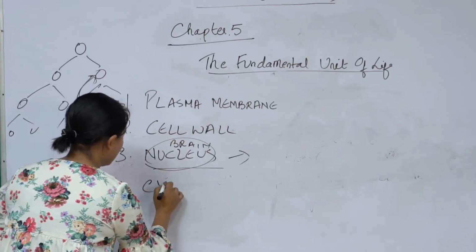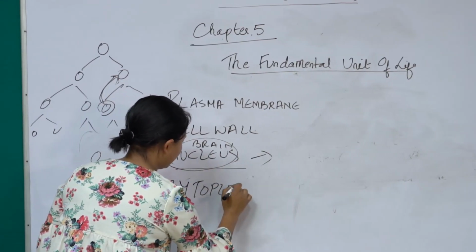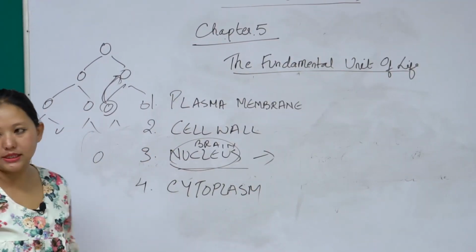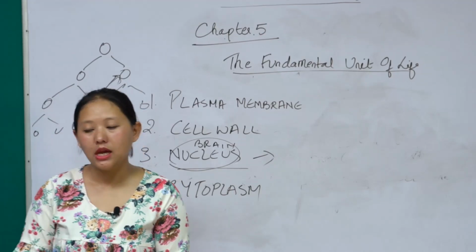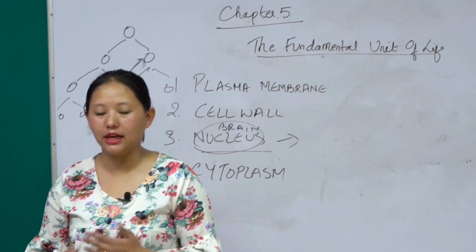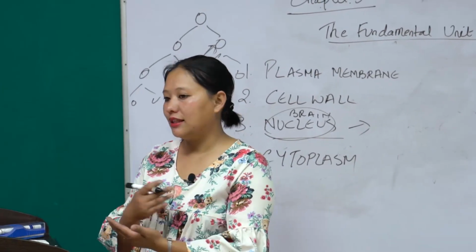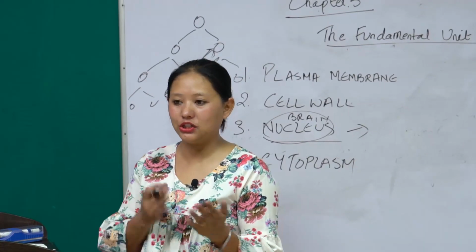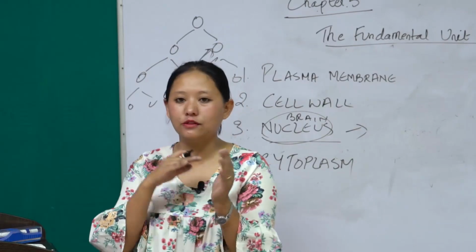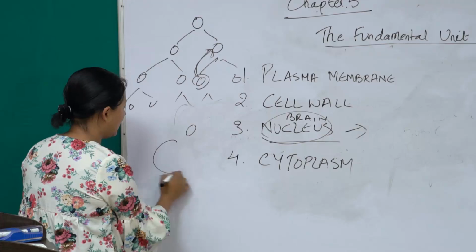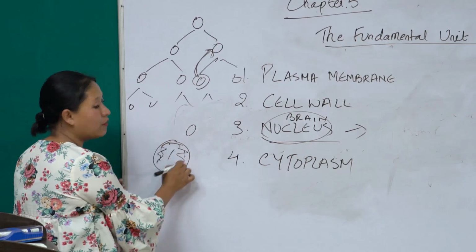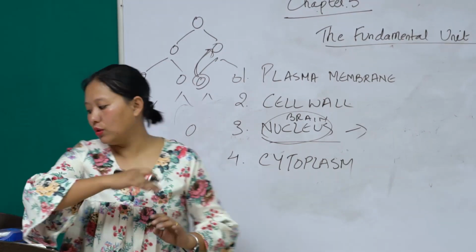The fourth one is the cytoplasm. So what is cytoplasm? Cytoplasm is a jelly-like semi-fluid substance that is present inside the cell. It is sticky, jelly-like, and fluid, and this fluid is present everywhere in the cell.